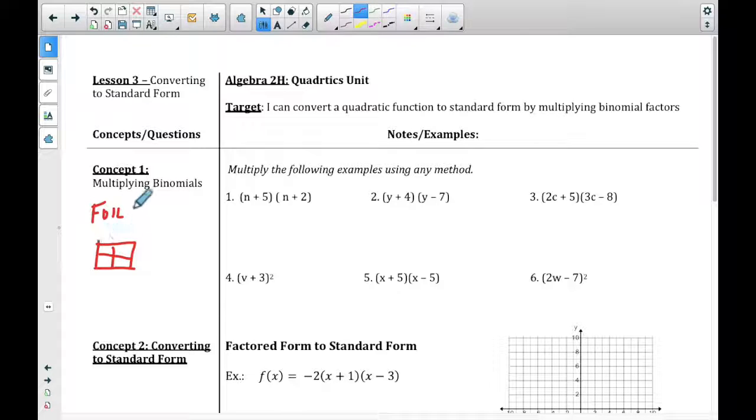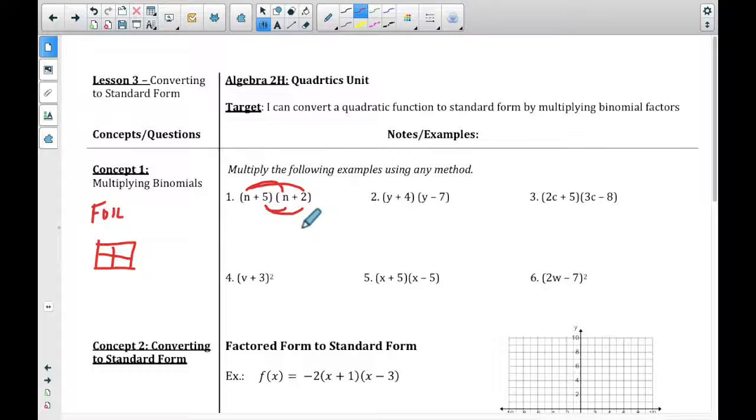The method of foiling is a good method. I typically call it double distribution because that explains it a little more than what foiling does. By double distributing, you are doing FOIL, but you are distributing this first term times the two terms in the other parentheses, and you're also distributing this term times those two terms in the other parentheses. And so that's the method that I do.